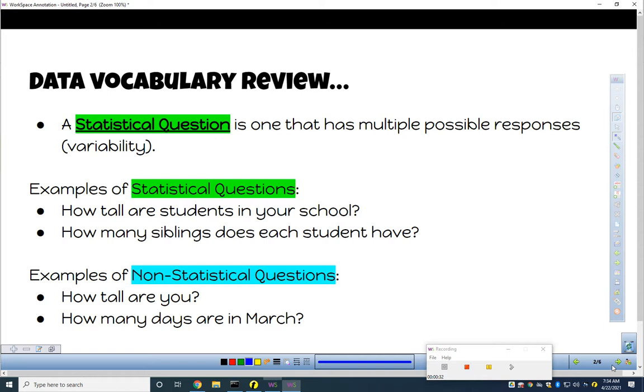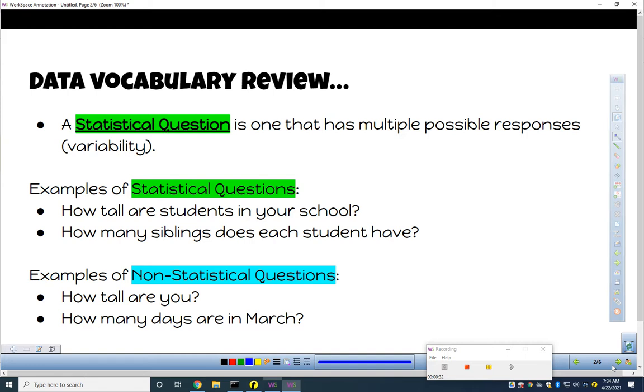So some examples of statistical questions are: how tall are students in your school? How many siblings does each student have? Some examples of non-statistical questions: how tall are you? How many days are in March? So I might invite you to pause the screen for a moment and think about the difference between statistical questions and non-statistical questions.